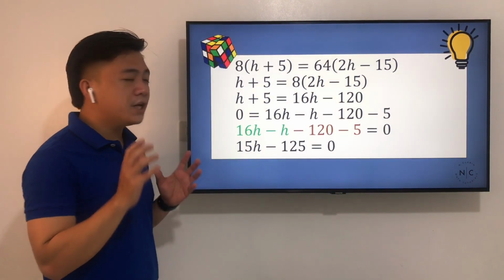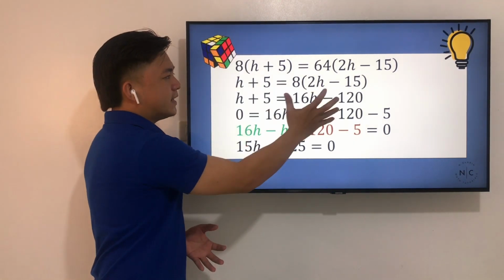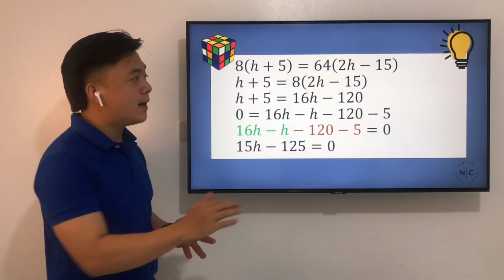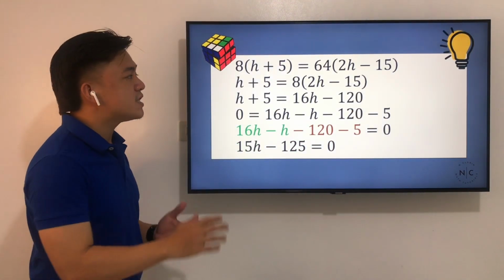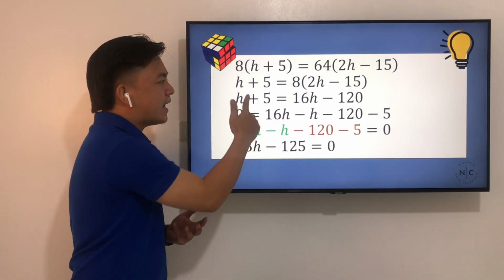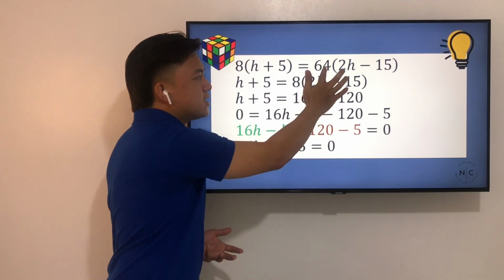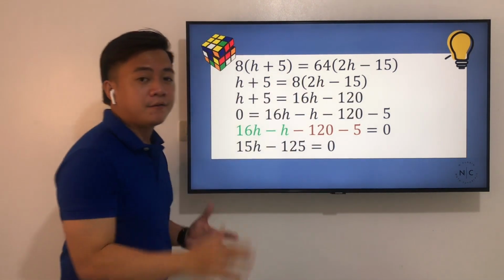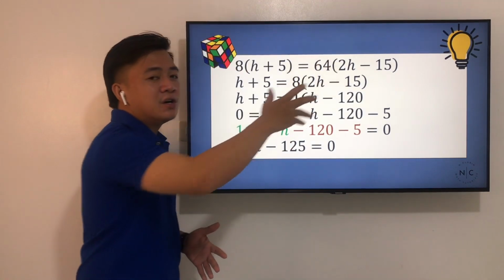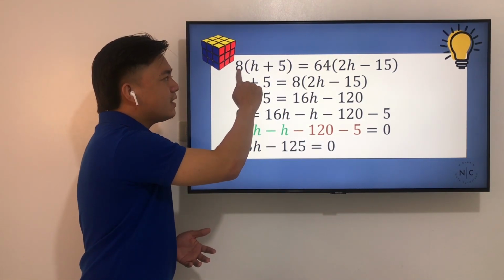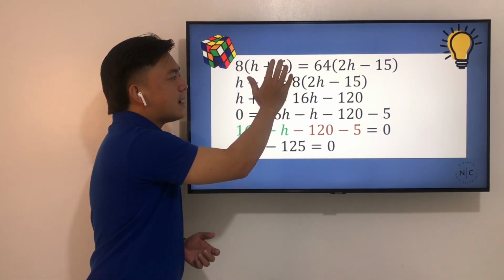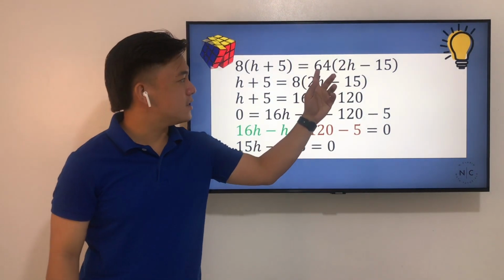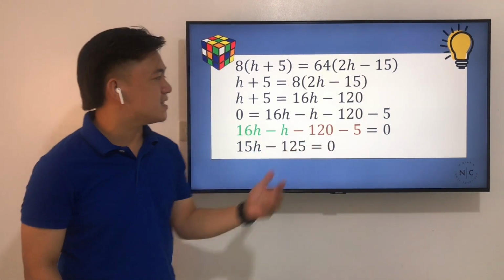So, next. So, yung ginawa ko dito is, kung makikita nyo, yung 8 at saka yung 64 is divisible sila pareho by 8. So, ang ginawa ko, dinivide ko yung buong equation sa 8. So, makakancel na to, ang matitira, h plus 5. And then, 64 over 8 is 8. So, 8 times 2h minus 15. So, yun yung ginawa ko para mas mapadali tayo. Kasi kung gagawin mo rito is 8 times h and then 8 times 5, lalaki yung value na meron tayo. 64 times 2 and then 64 times negative 15, lalaki yung value natin.